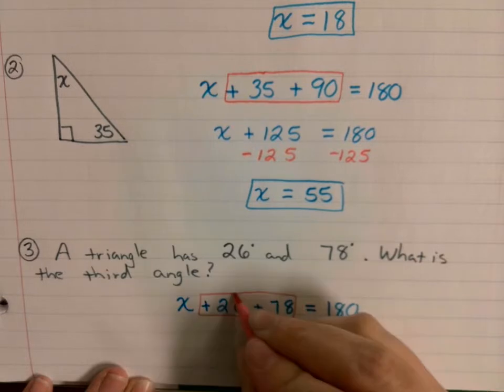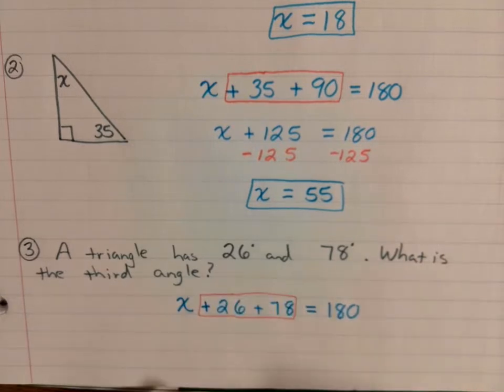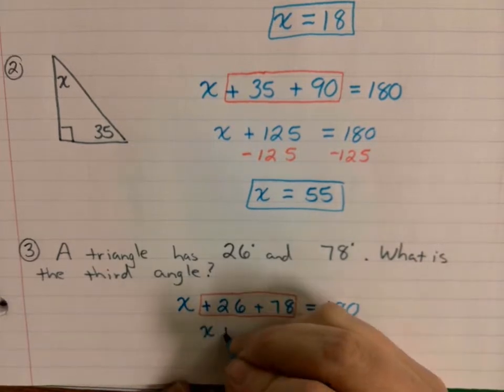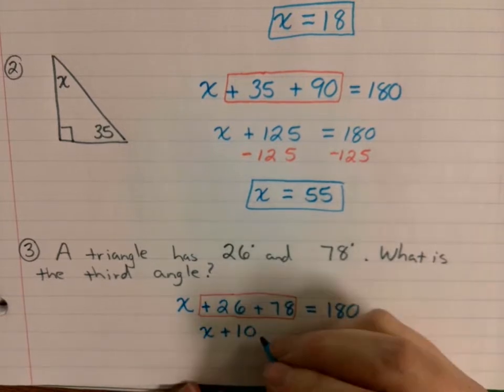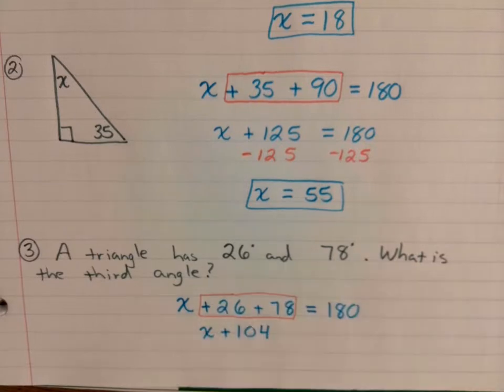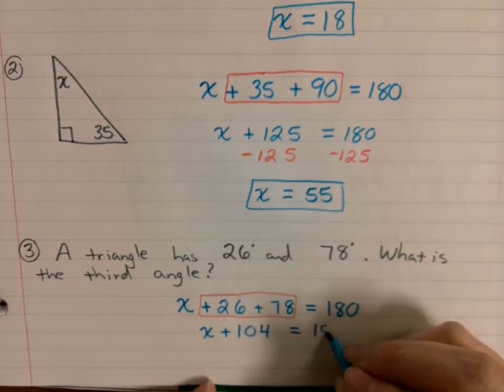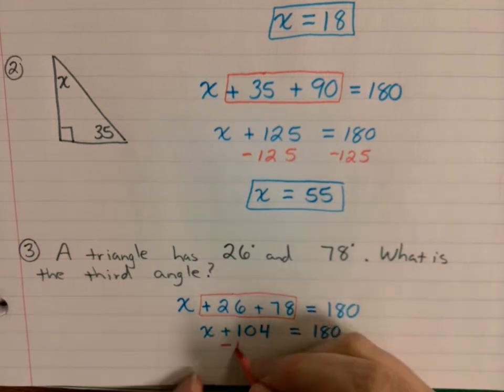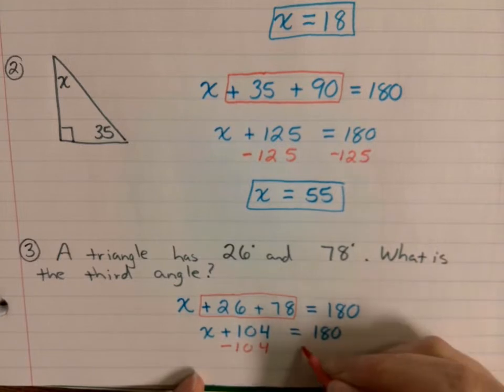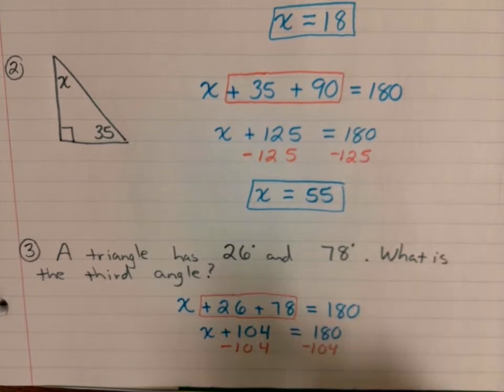We got 26 plus the 78. That's going to give us 104. And that's going to be set equal to 180. Then we're just going to subtract the 104 from both sides, and we'll get x is equal to 76.